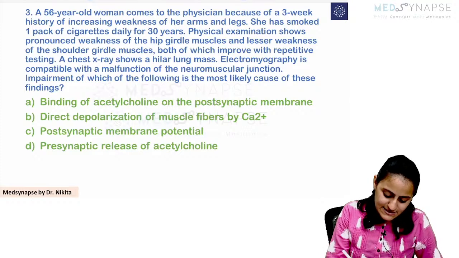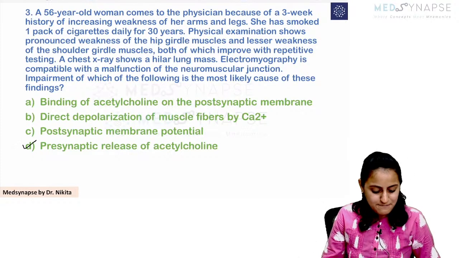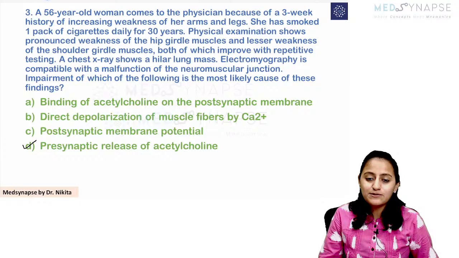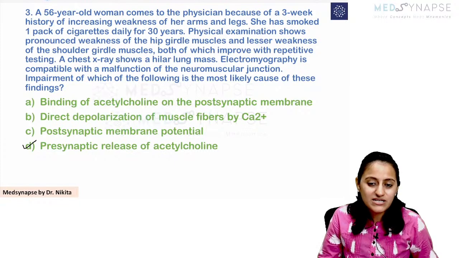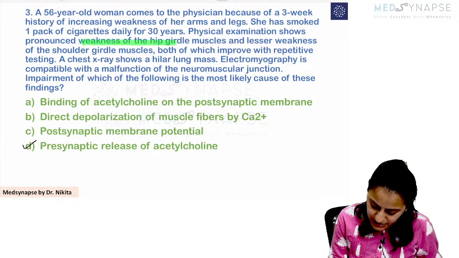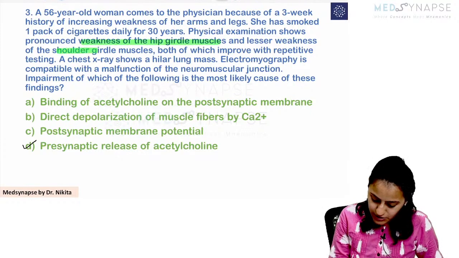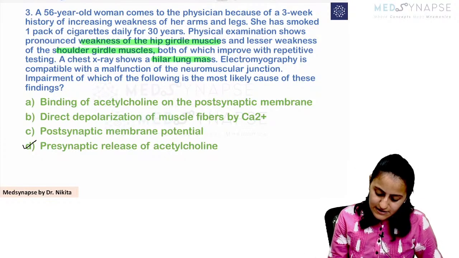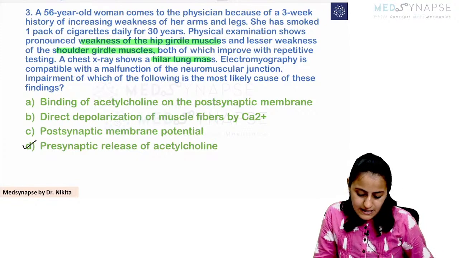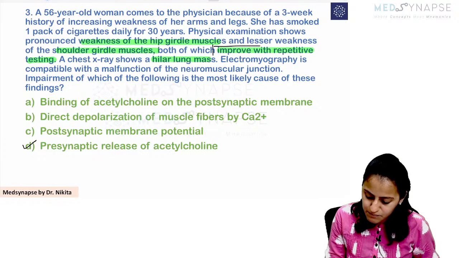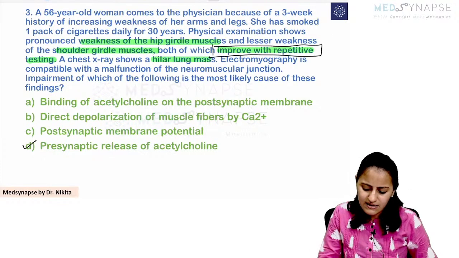Very good. The answer here is definitely going to be the presynaptic release of acetylcholine. It is because what are you seeing here? What is the most important history that is given here? There is pronounced weakness of the hip girdle muscles, shoulder girdle muscles, and on the chest X-ray there is a hilar lung mass. And remember that it is improving with repetitive testing. Very, very important keyword here. All these are important here.